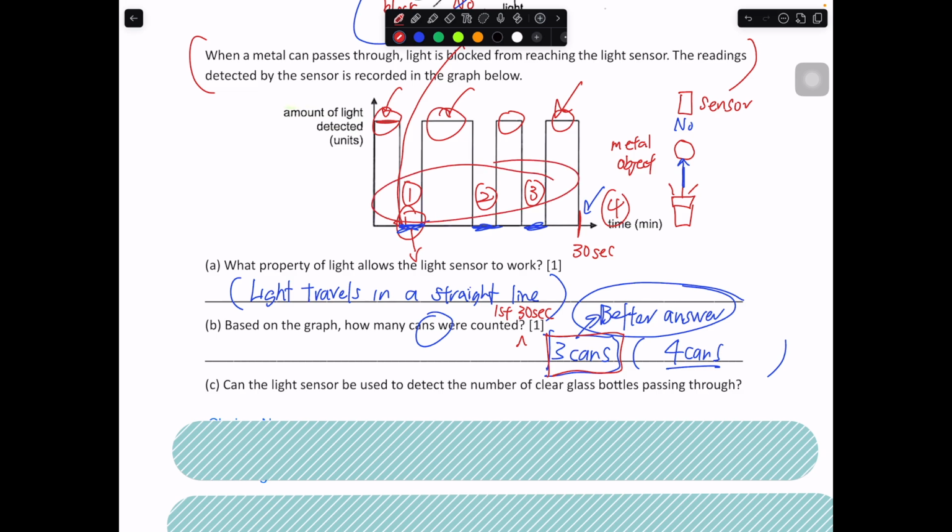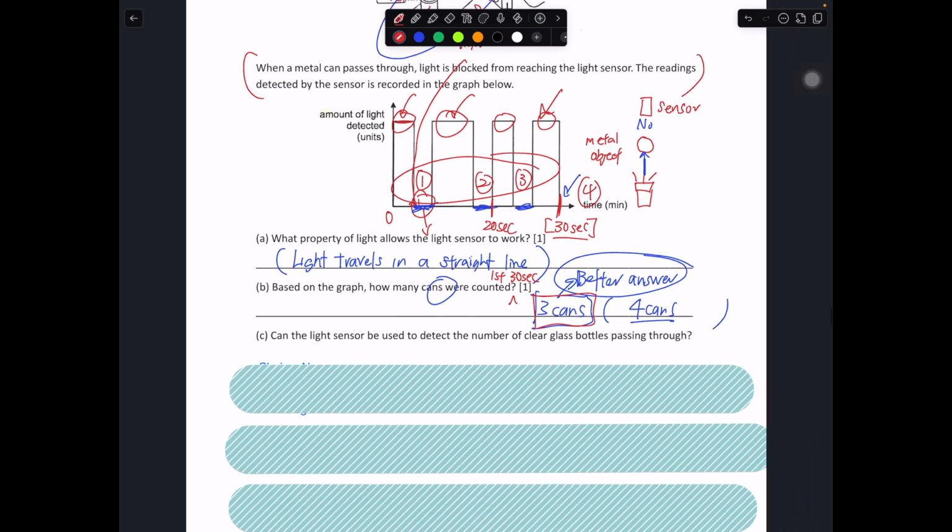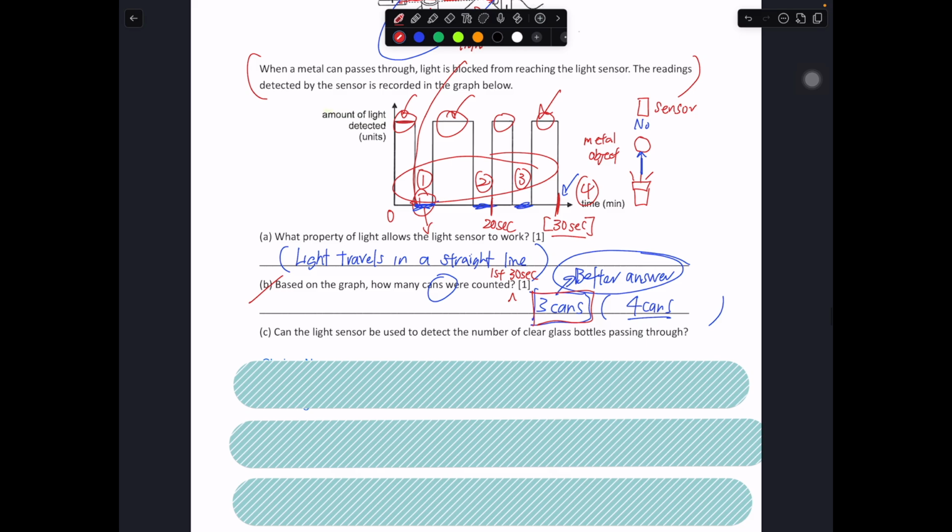So in this case, there's no dispute whether 3 or 4 can be the answer, because I already indicate 30 seconds where the boundary ends. So in the actual PSLE question, usually they'll put where the boundary ends, from maybe 0 until 30 seconds. Then you read until that part. Sometimes it could be quite tricky. Sometimes they put here, or maybe until 20 seconds. Then it will be only 2 cans. You cannot even tell me 3, even though 3 is what is being shown in the graph. Okay, so this is more of how they mark.